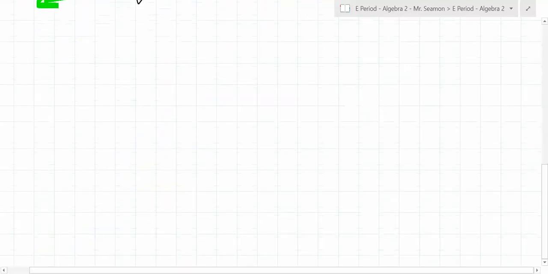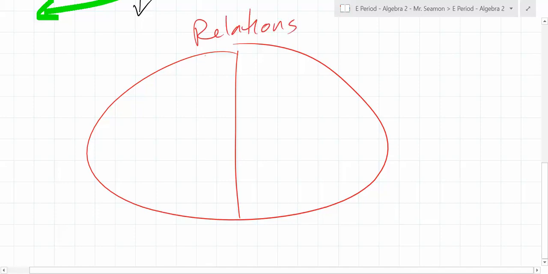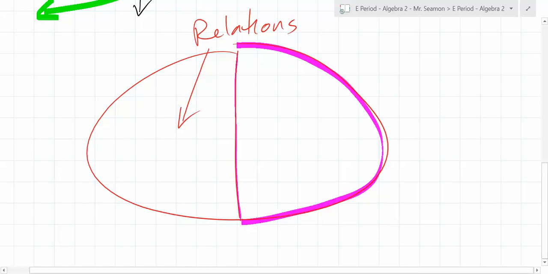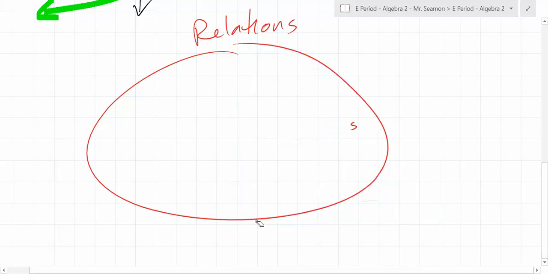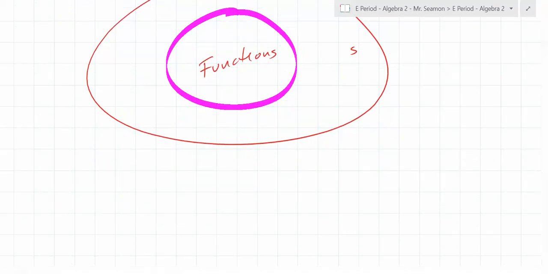So is this a function? No. So the big set we're dealing with is the set of relations right here. And on one side of this, these right here are going to be the functions. So all functions are relations, but are all relations functions? No. A better way to do this diagram would be to say this. Inside here are all of the functions. Exactly. So what we're going to look at today are two different types of functions. So we're just looking at functions.